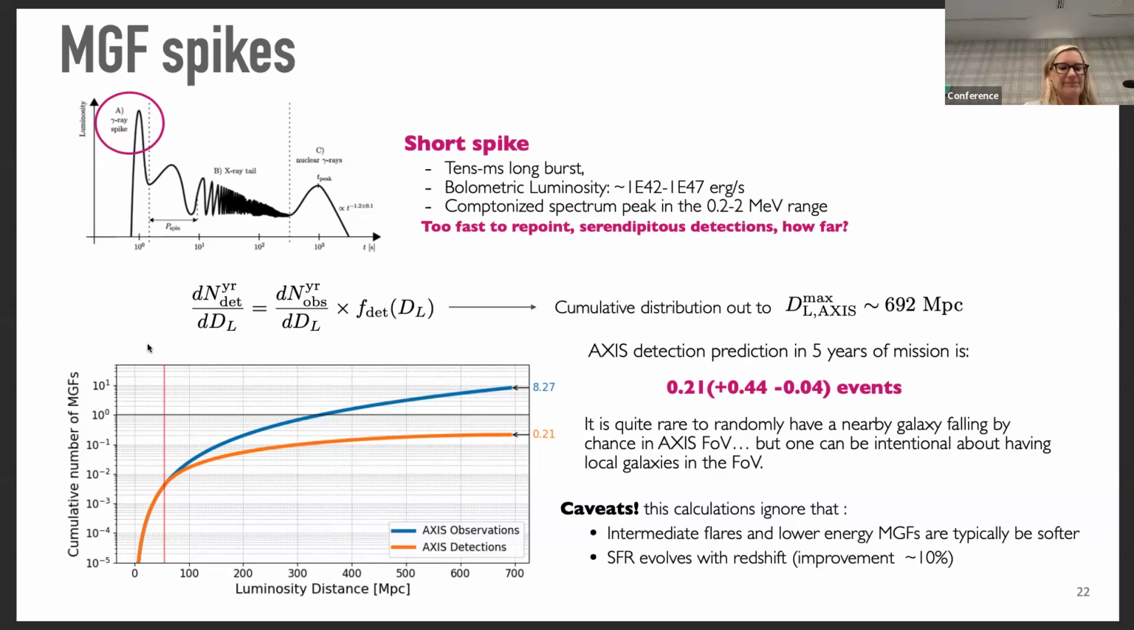Caveats: this calculation doesn't include, for example, the fact that the fainter events are also softer. This goes in the right direction with the fraction of fluence in the X-ray band. And I don't account for the evolution of star formation with redshift, which also goes in the right direction. But I'm not sure we're going to get to one event.